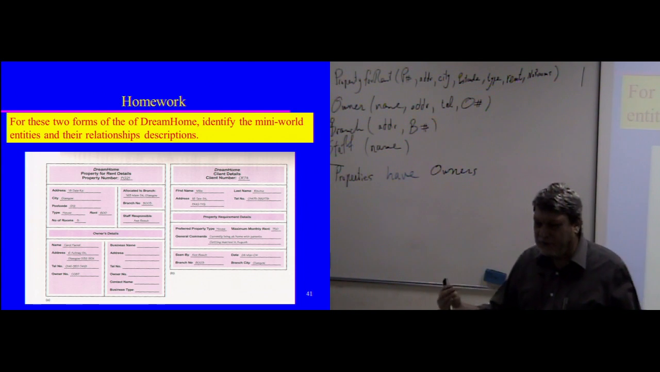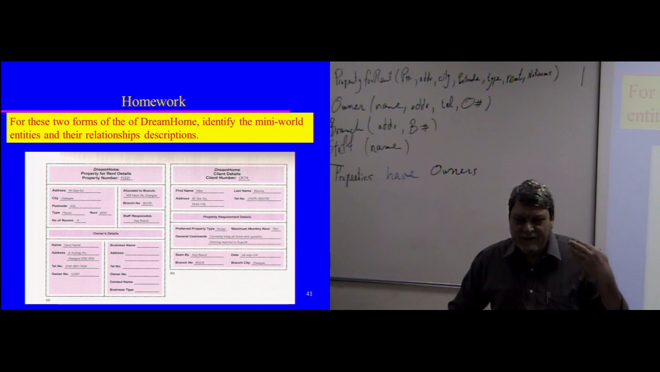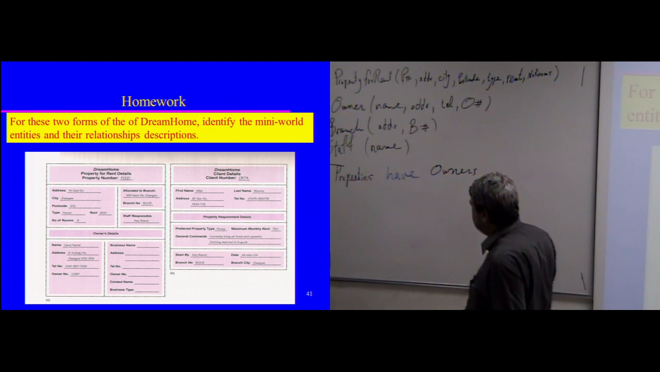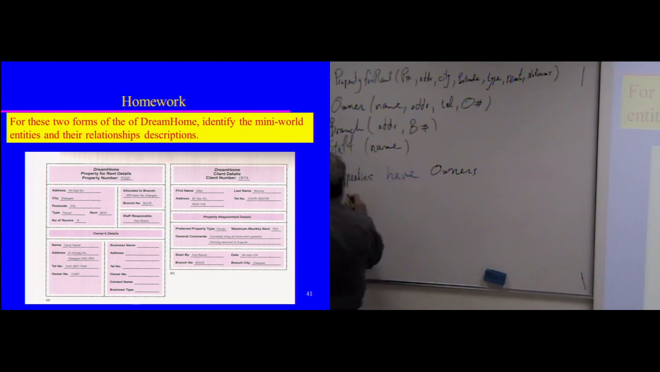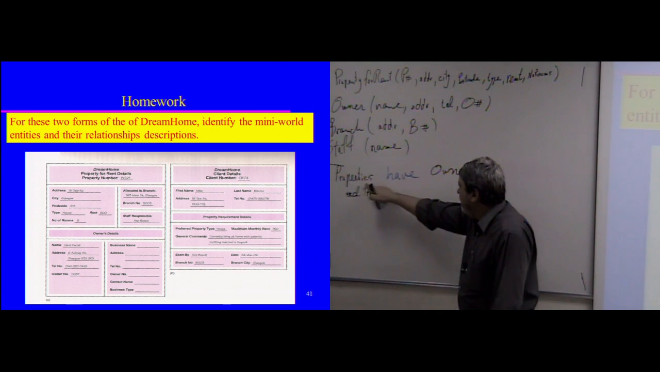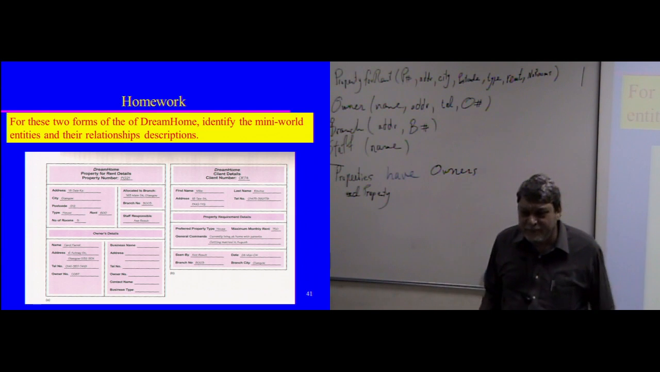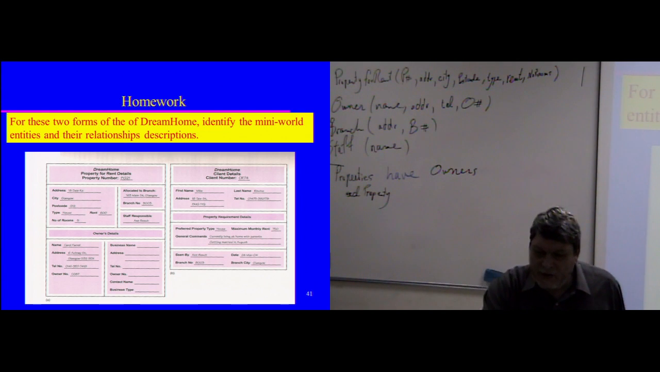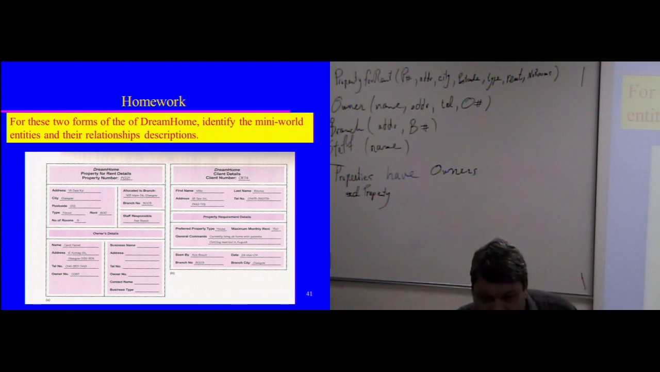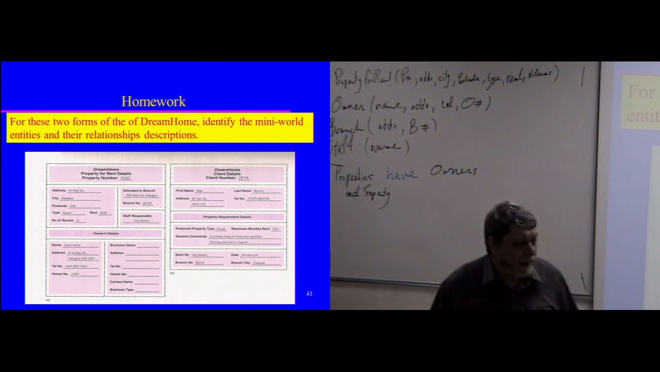So we go both sides. First, each property, so we write here, each property, let me write property with capital P. Each property, we use the same verb, has what? One owner? Many owners? Just one owner. How can you tell?